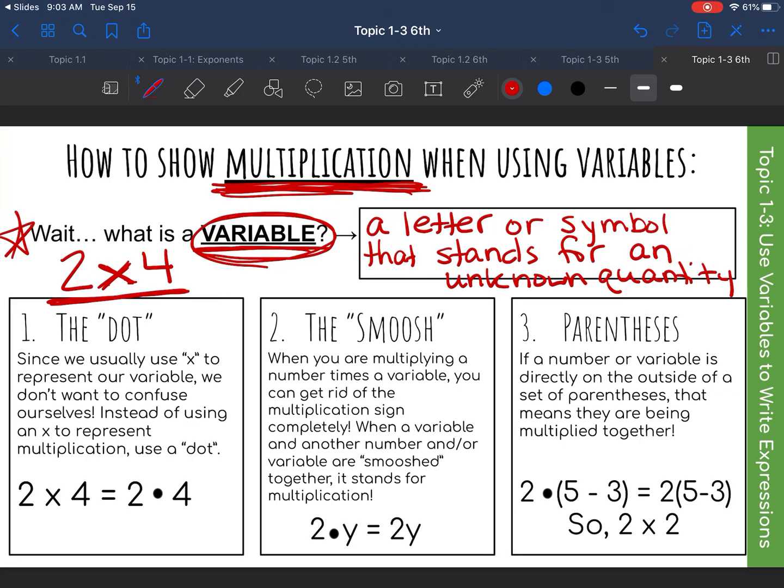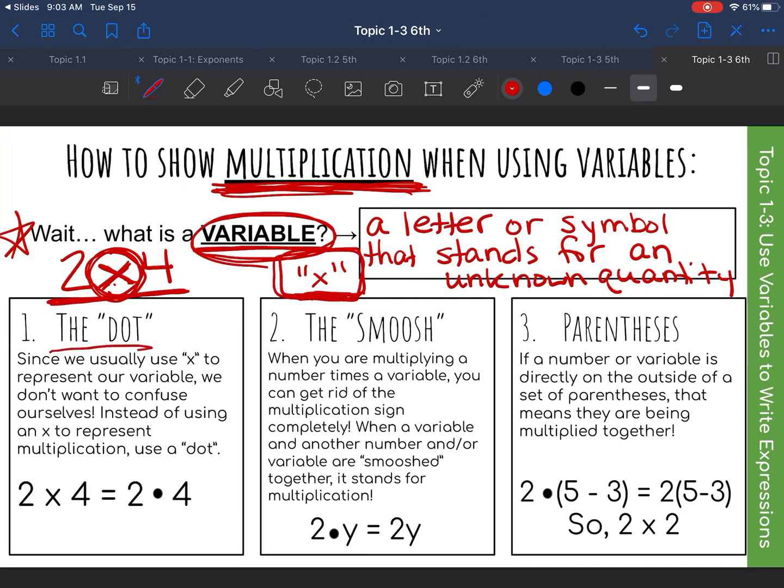Now the variable that we use a lot of the time in algebra or this math series that we're doing is the letter X. So do you see how confusing it's going to be if we keep using this multiplication X to show multiplication? Because if we're using this variable right here, this X, to stand for an unknown, we don't want to have two X's right next to each other because that's going to be really confusing. So instead, we come up with different ways to show multiplication instead of using the X.